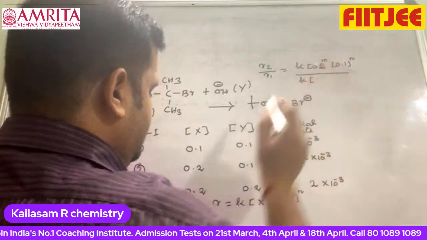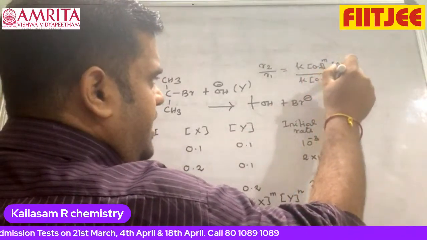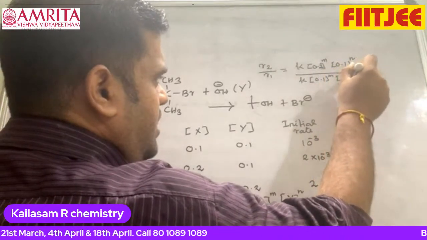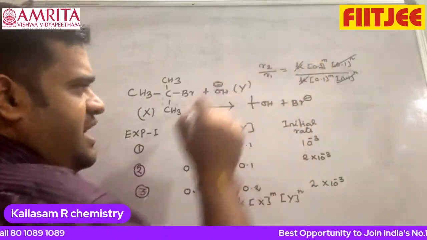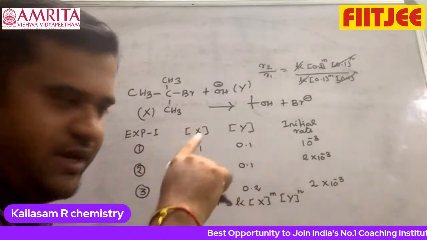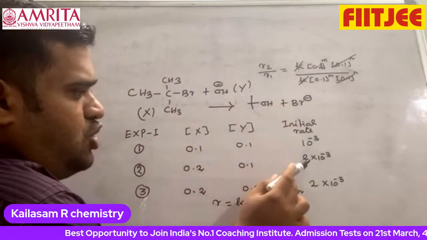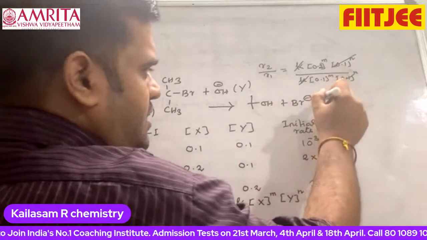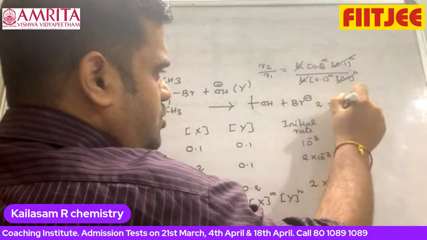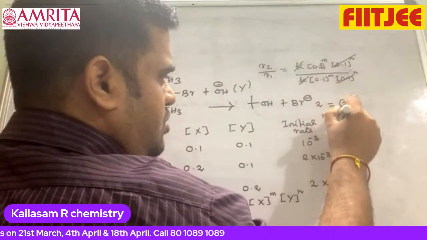Again I can write it as R2 by R1 equals 0.2 power m over 0.1 power m. This K and this K will be cancelled out. Why? Only the concentration changes, the rate constant remains the same. What is the R2 value? 2 into 10 power minus 3. Therefore I am going to get 2 is equal to 2 whole power m. Therefore, m is equal to 1.